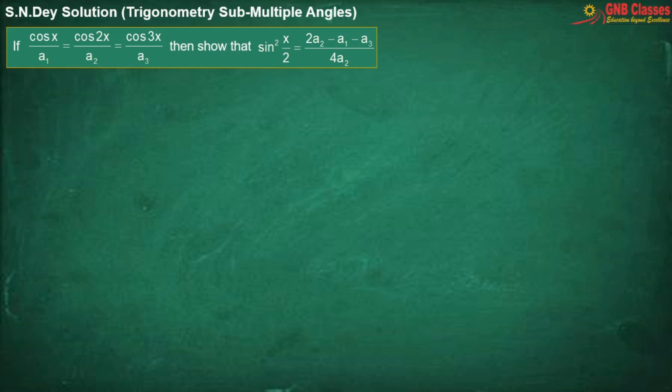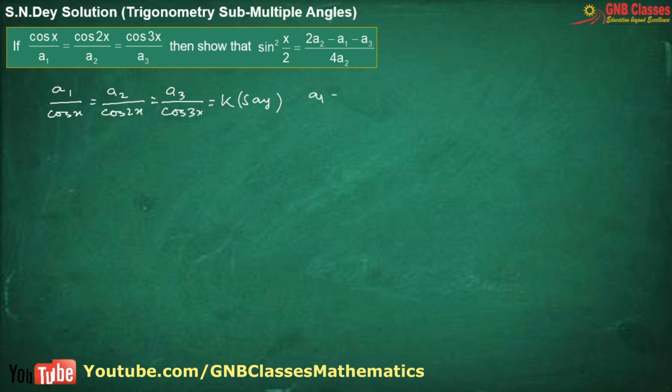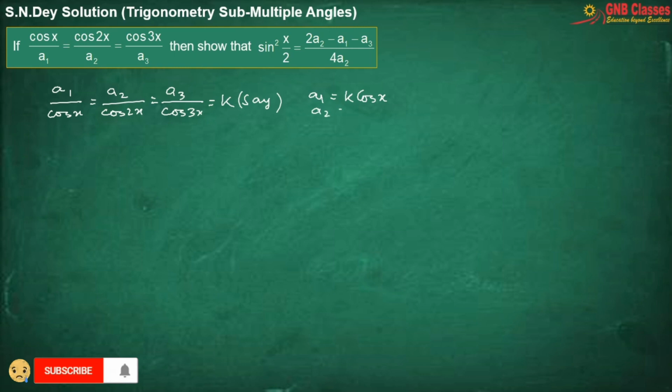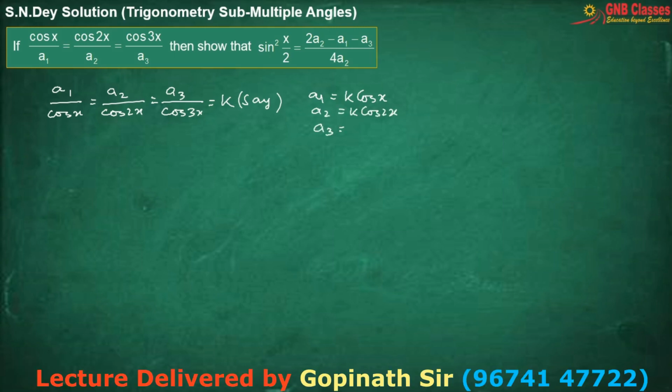Now in this problem, from the given condition, we are reversing and writing it. Let us say this is equal to k. Therefore A1 is k cos x, A2 is k cos 2x, and A3 is k cos 3x. Therefore, in the proof part, we take the right hand side and replace the values of A1, A2, A3.